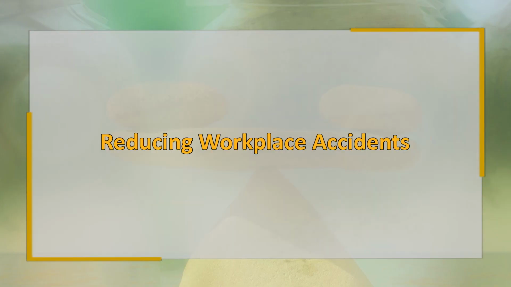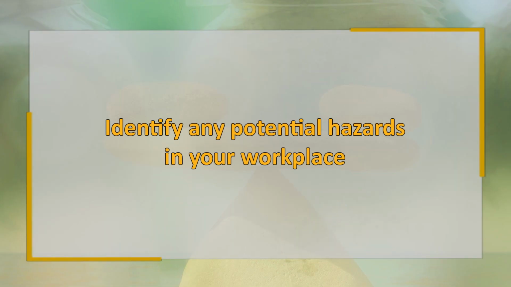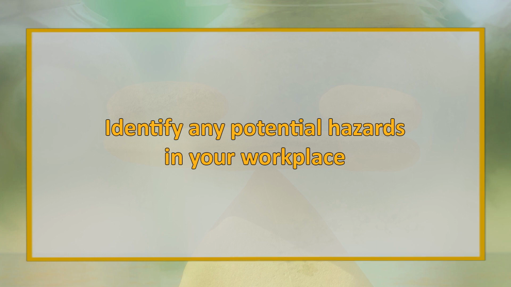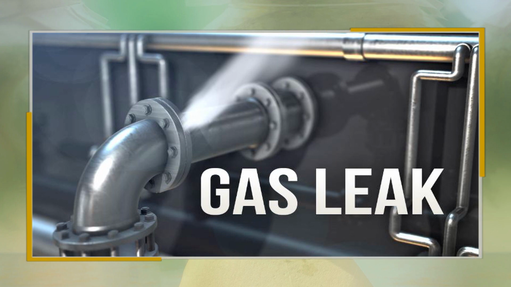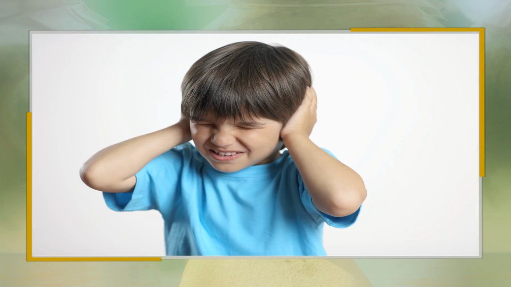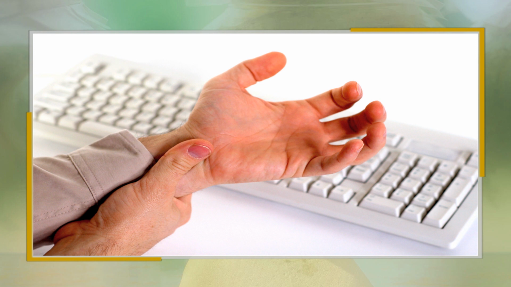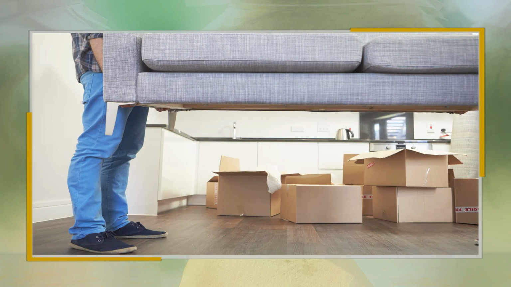Coming to reducing workplace accidents. The following 5 steps are helpful in avoiding and reducing workplace accidents. Identify any potential hazards in your workplace. A hazard is anything with the potential to cause harm. Common hazards for many businesses include wet floors, objects obstructing paths, gas leaks, loud noises, repetitive motion, and ergonomic issues, and heavy items that can strain employees' backs.